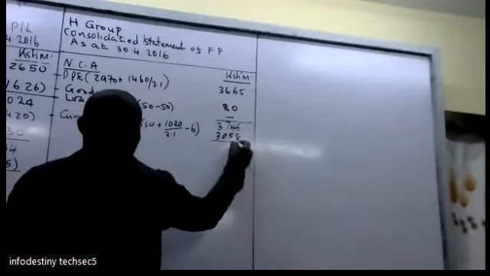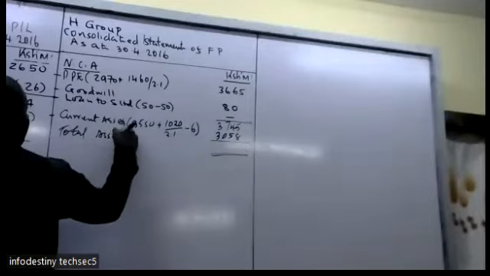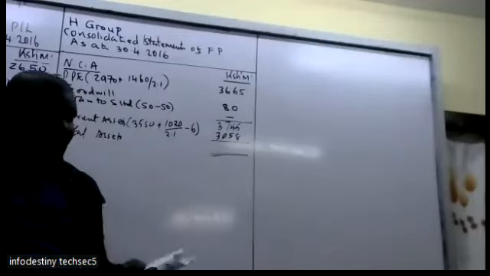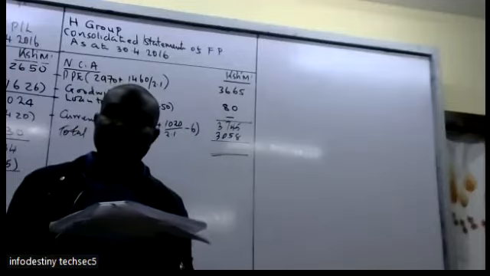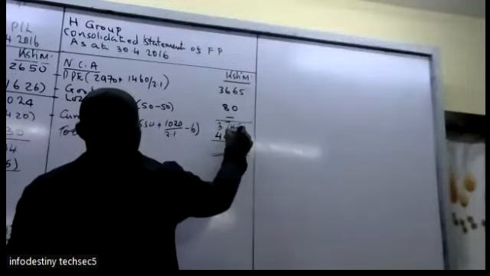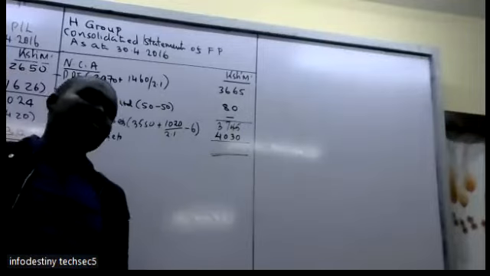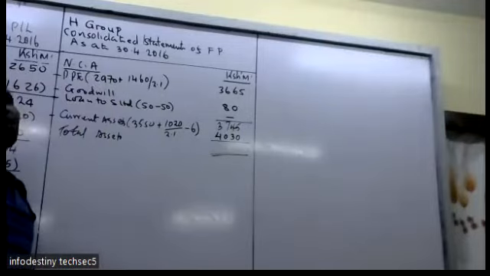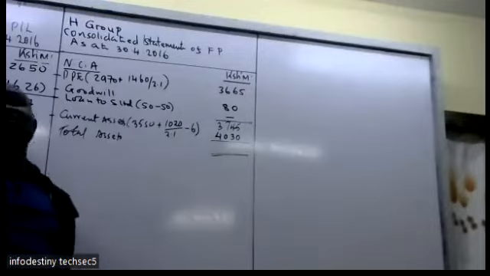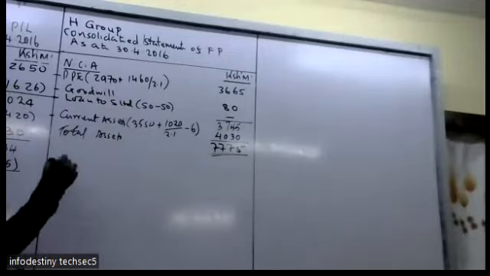You get $30,000. Total assets, $68,000. Other current assets, 4029. So 4030. Yes, we have 4030. So our total assets, $77,000. Equity and liabilities.